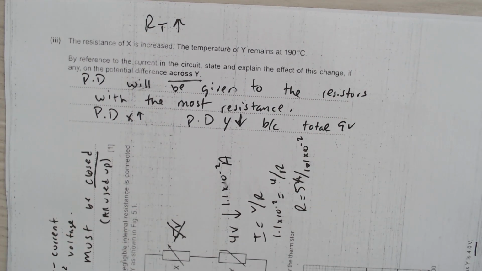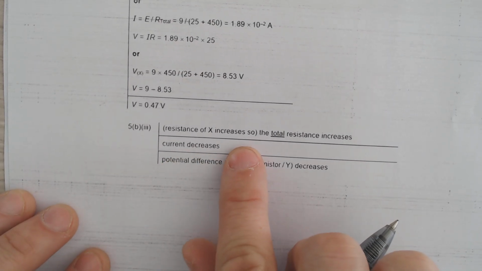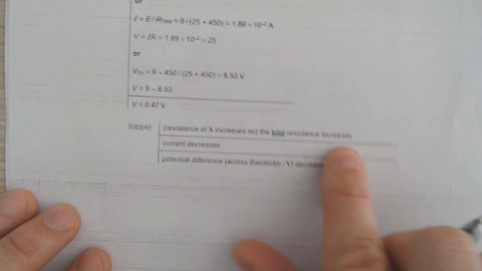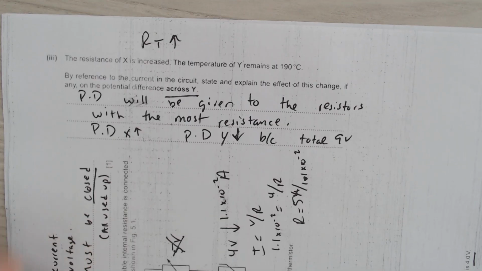The key answer says something very similar. It says resistance of X increases, so total resistance increases. Current, therefore, decreases. Potential difference across the thermistor would decrease. A lot of chain reaction things happening there. Be careful with your ups and downs. That makes it tough. 7 minutes 30 for the first one.